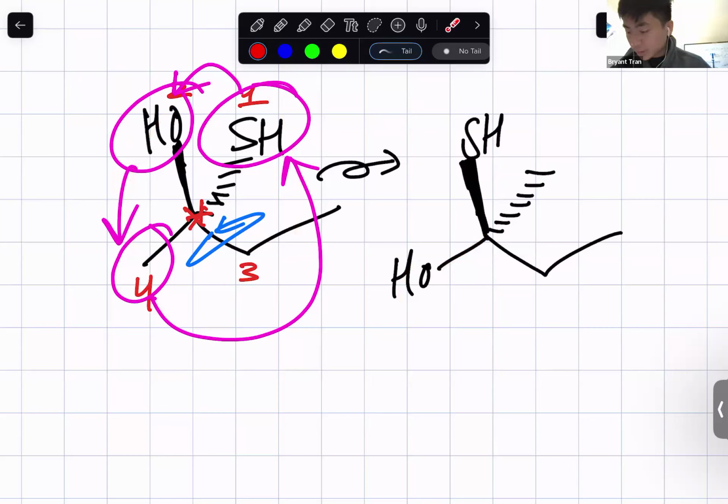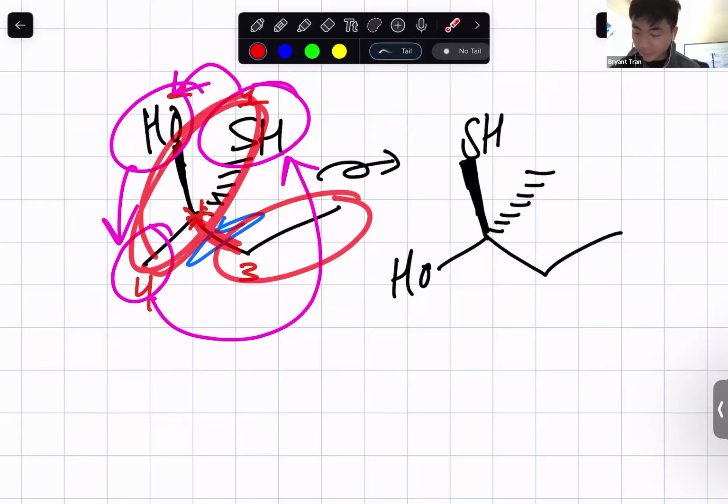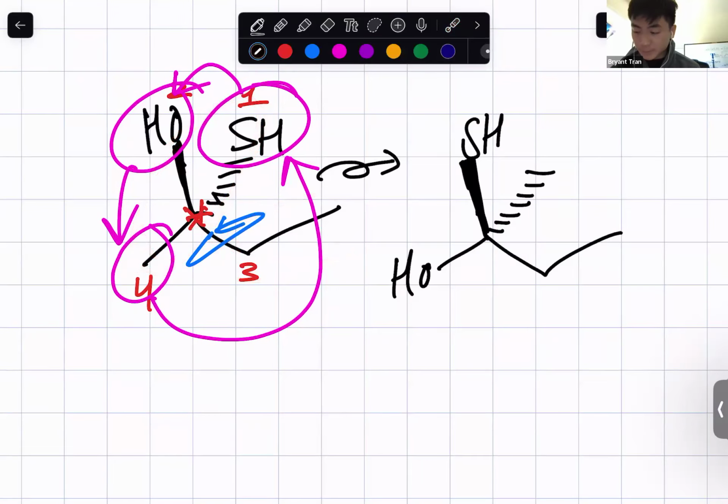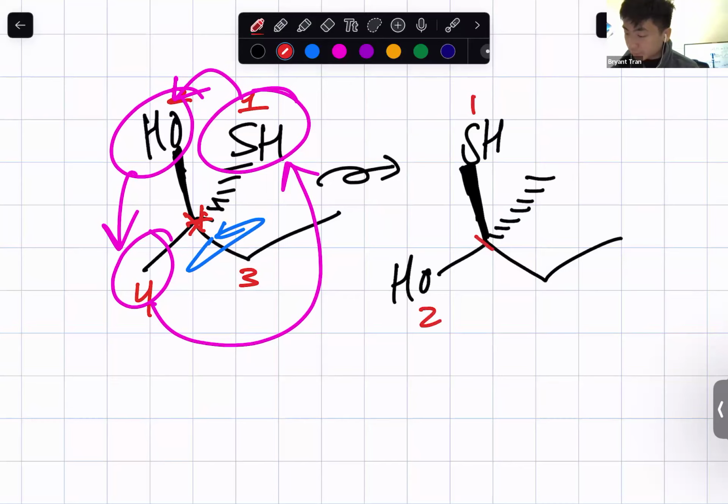Because imagine you have a model kit and you're holding this ethyl group by one hand, and then you're rotating this single bond right there. And when you rotate that, these three groups will orbit around each other like that. And the reason why we do that is because that allows us to have the correct priority system where the lowest priority group here is on the backside.